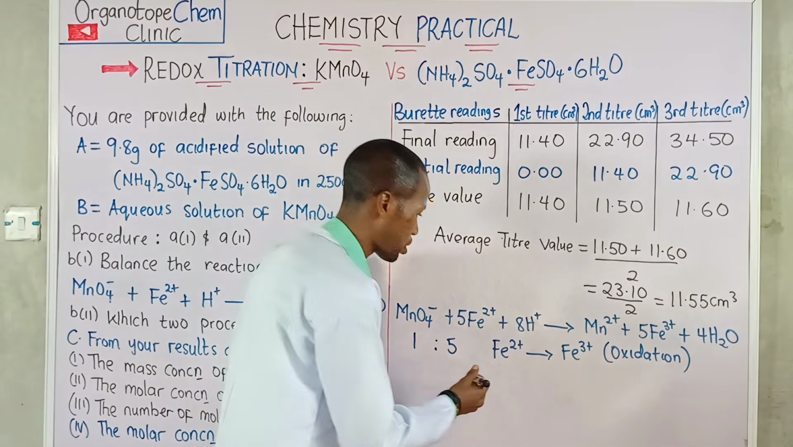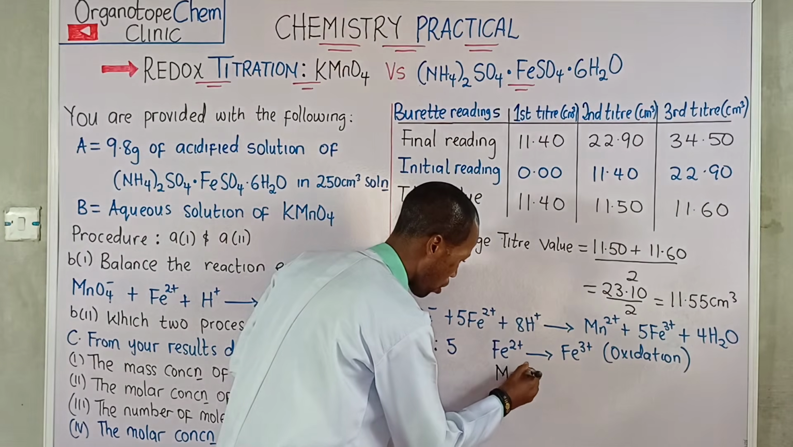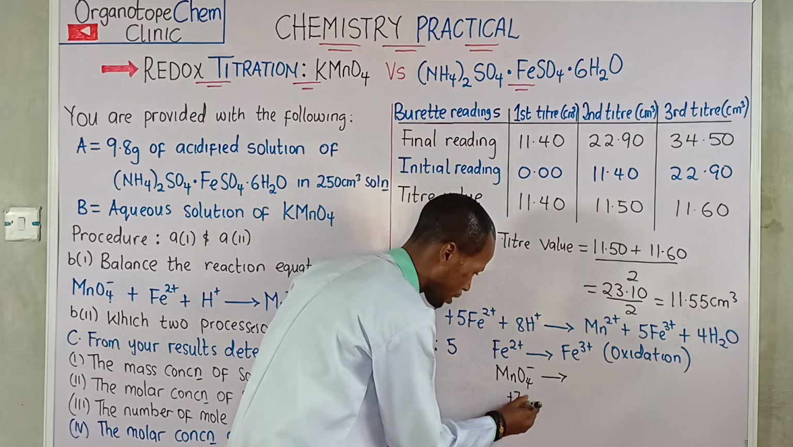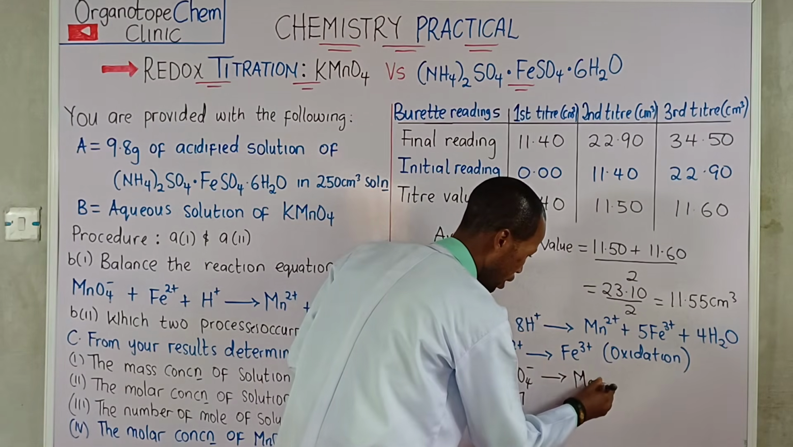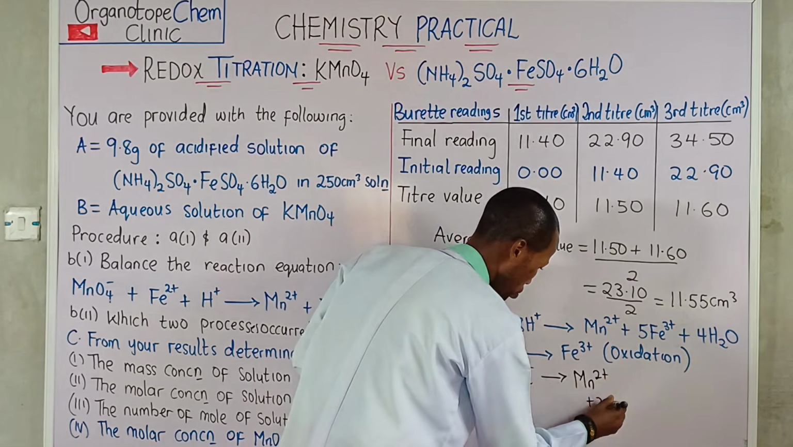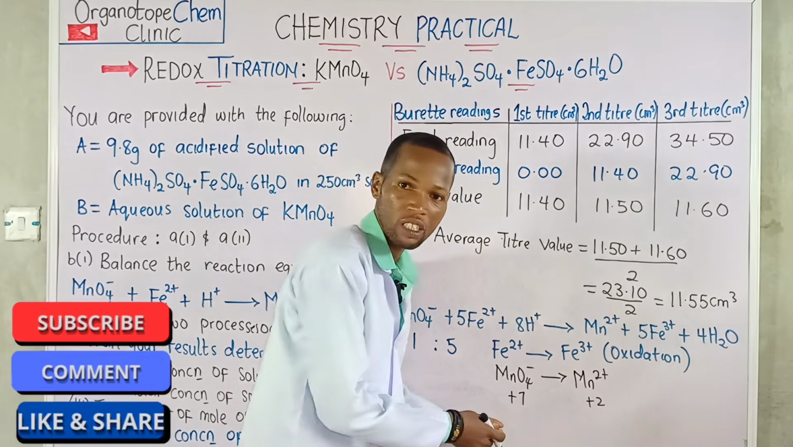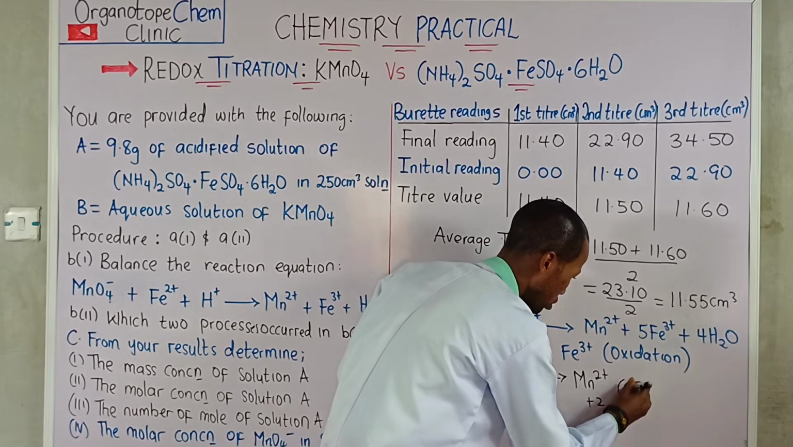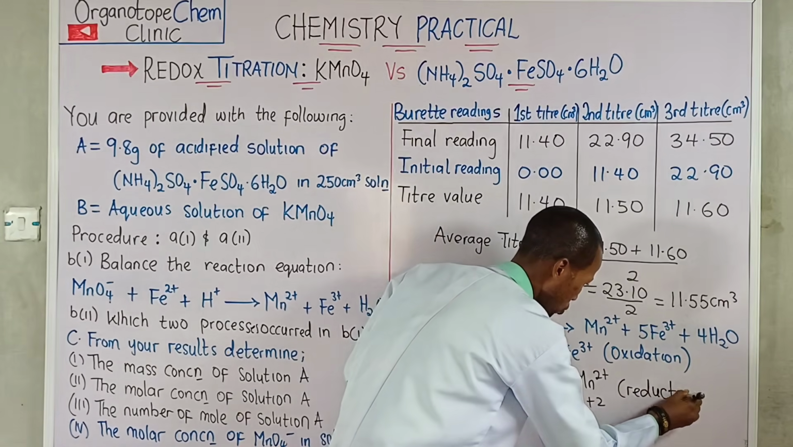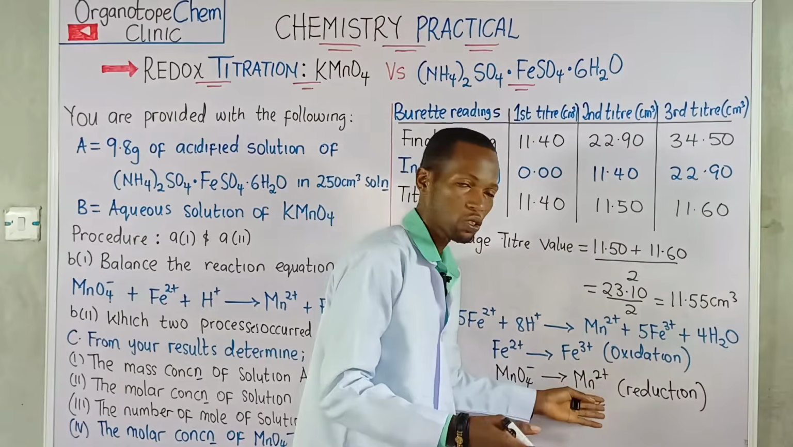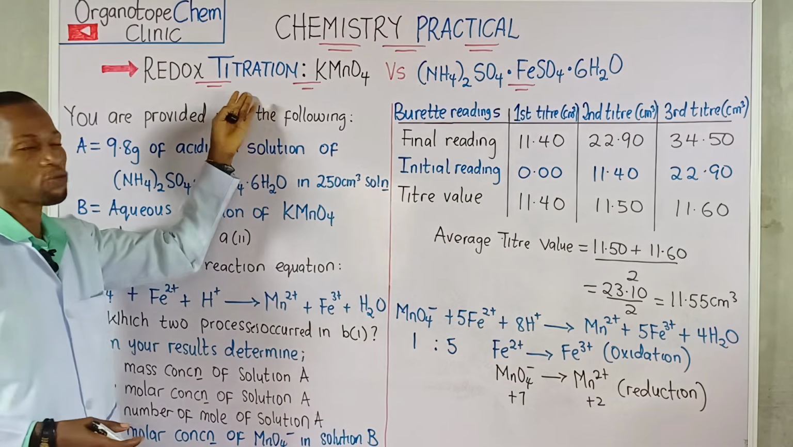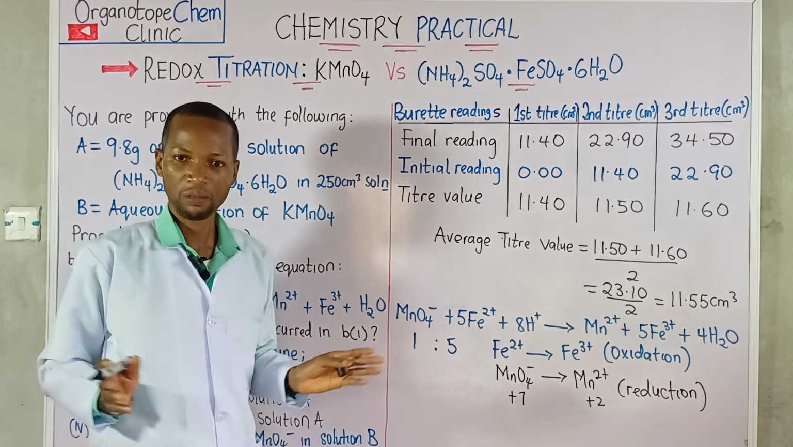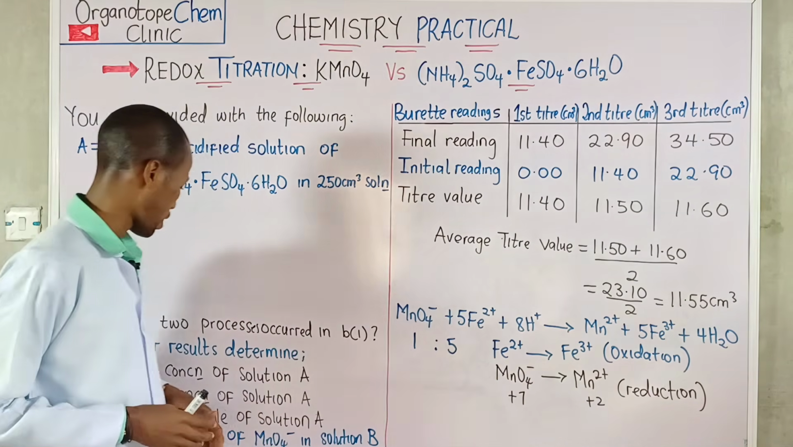From this same ionic equation, in MnO₄⁻, manganese has the oxidation state of 7, while in this ion the manganese is 2. So this is a decrease in oxidation number, which shows that reduction has taken place. So the second process is what? Reduction. So the two processes that occurred in this redox titration are oxidation and reduction processes. Make sense? Now can we consider the next question?